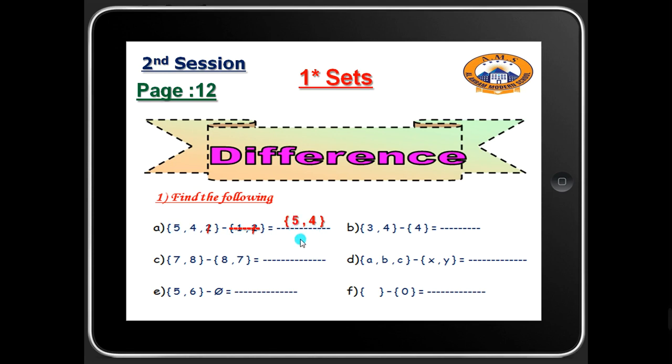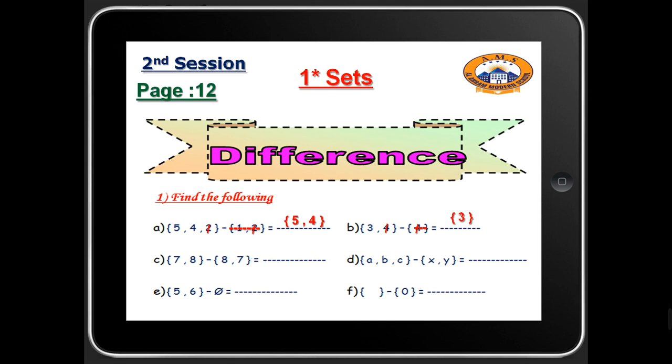I told you that the order of the elements inside the sets doesn't matter. Another example here, I will search for the common element. So here I have 4 and in the other set I have also 4, so I will cross out the 4 in the other set. So what is left here is the set of 3. Now it became easy for you to solve the difference.